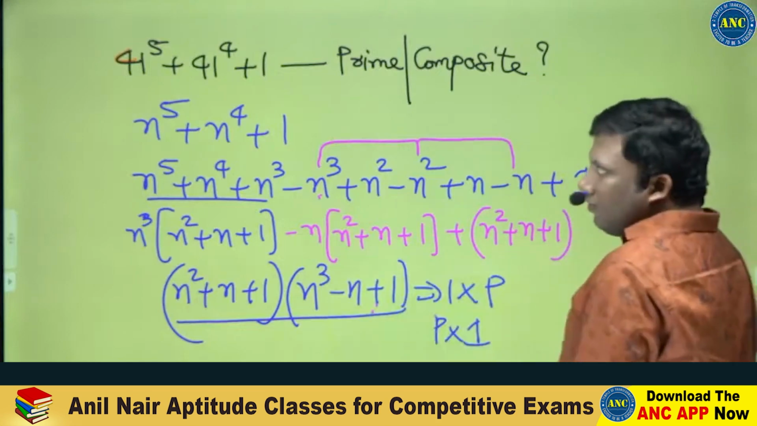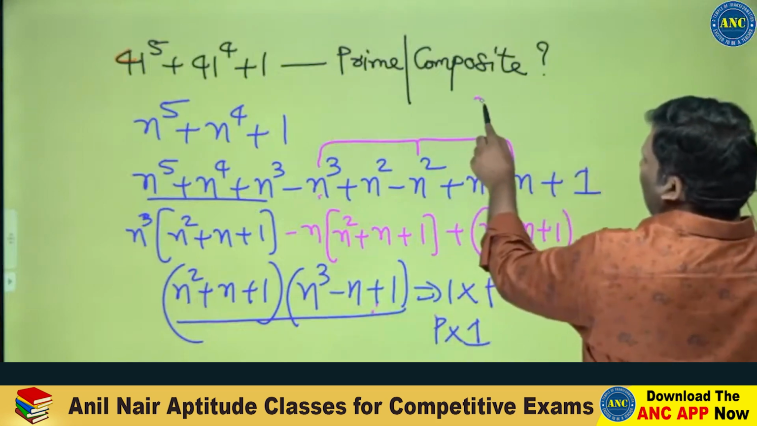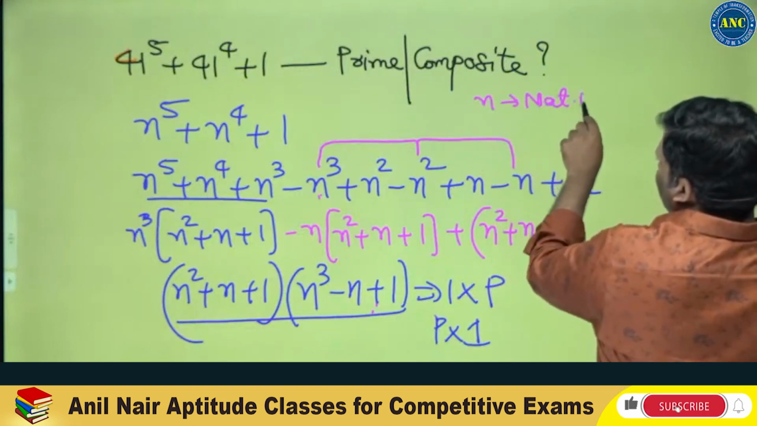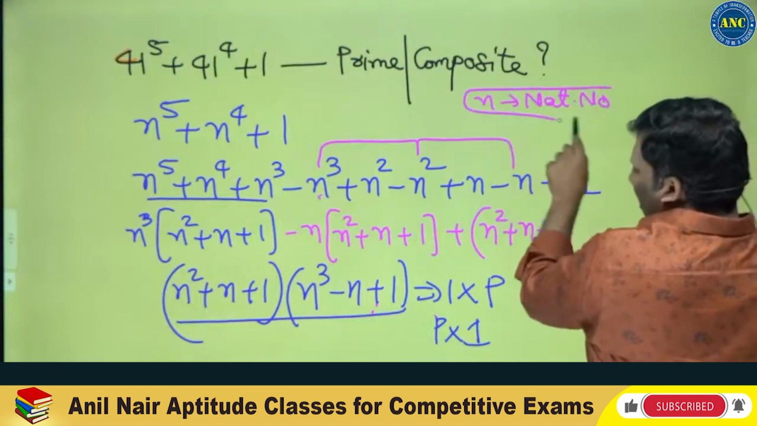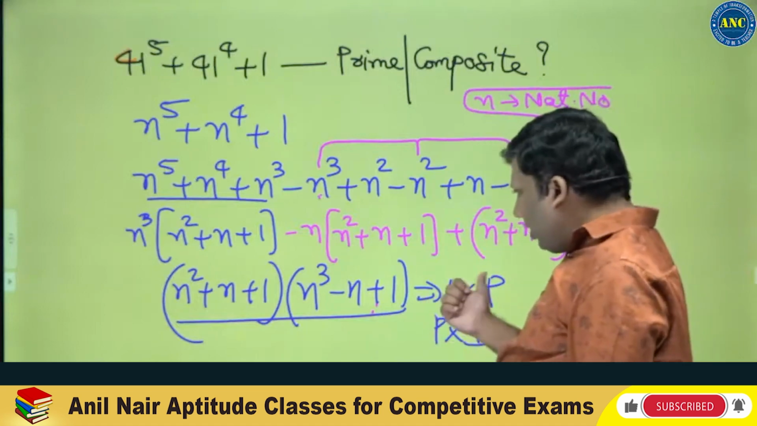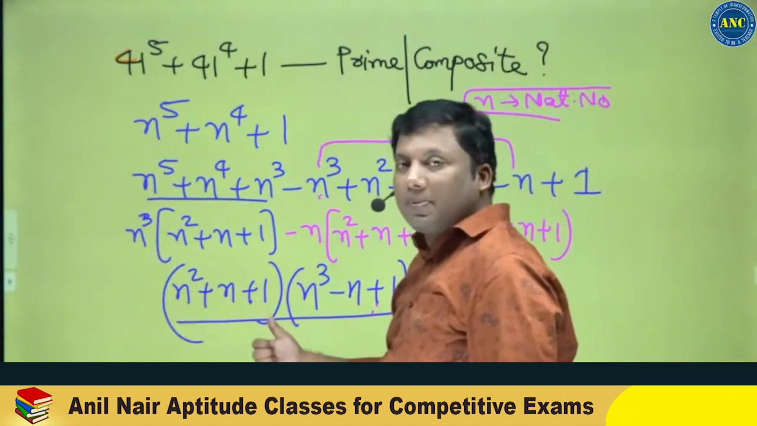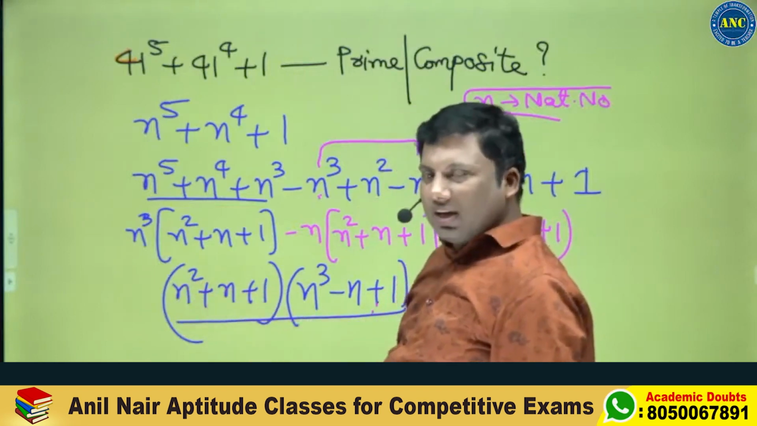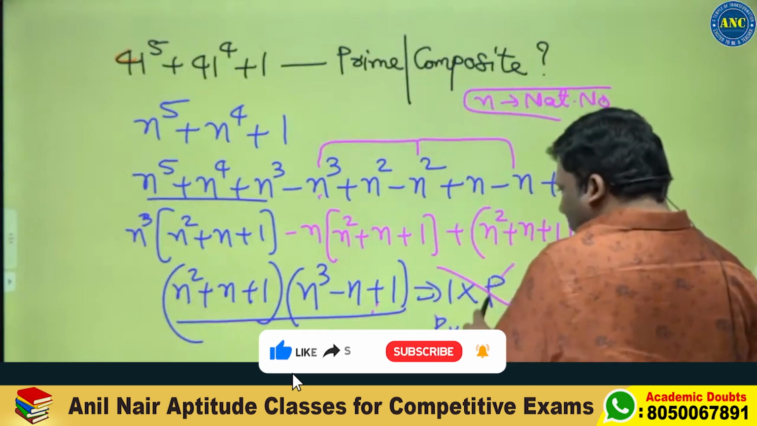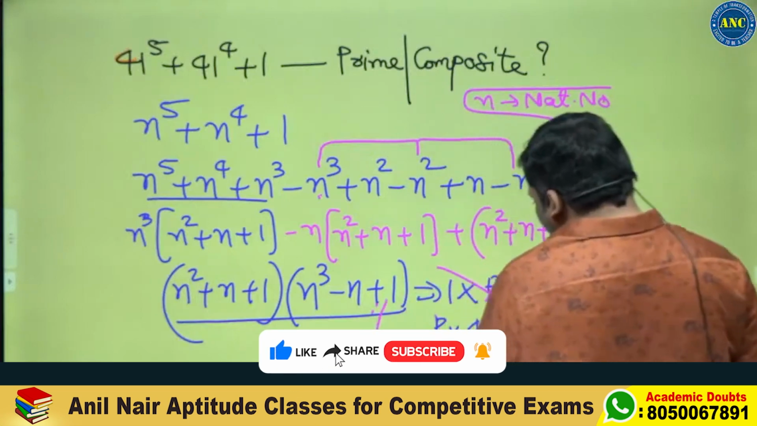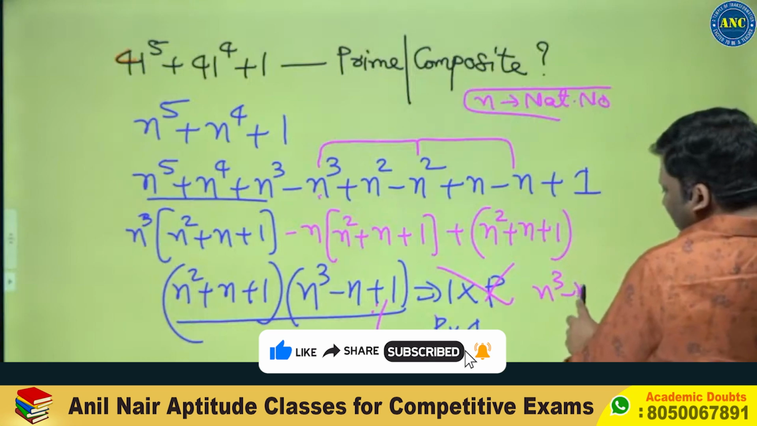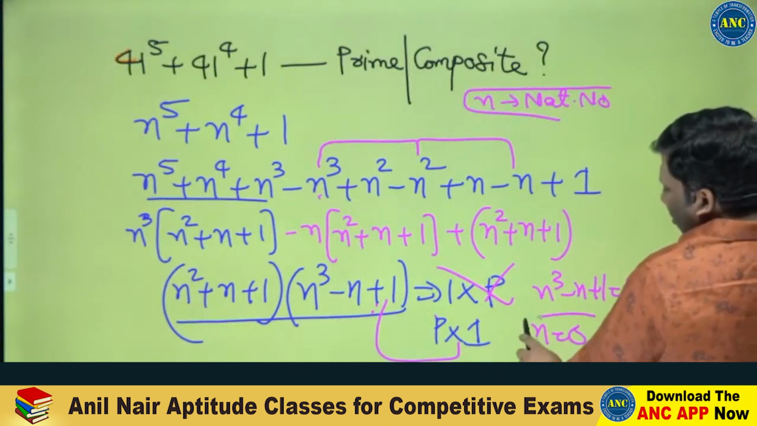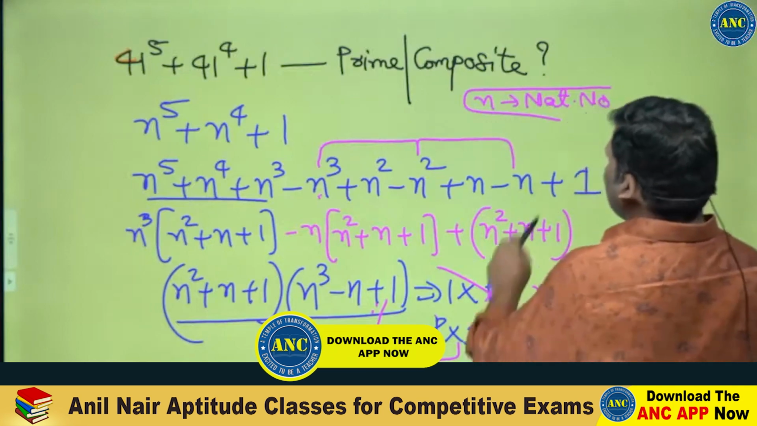Just check it out. What is n here? N is a natural number. N square plus n plus 1: the minimum value of n is 1, so 1 plus 1 plus 1 is 3. It cannot take 1 into p. If I take n cube minus n plus 1, if it is 1, that means n will become 0. But the question says n is a natural number.